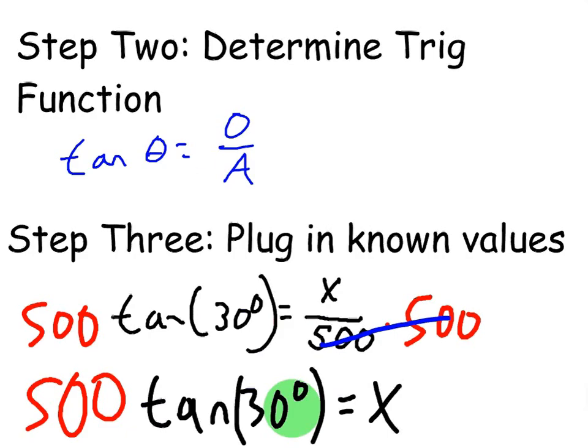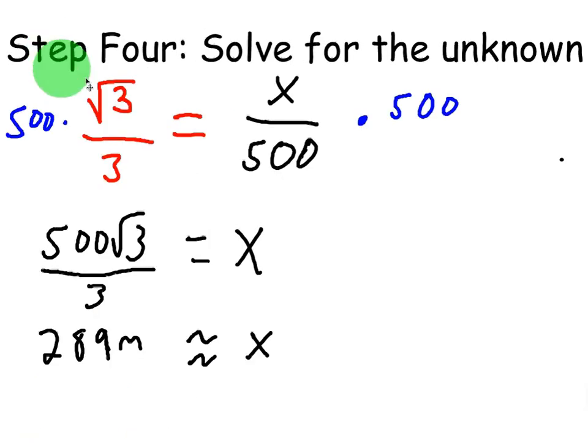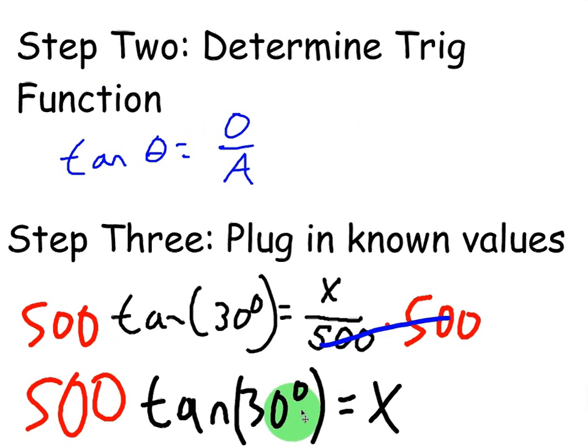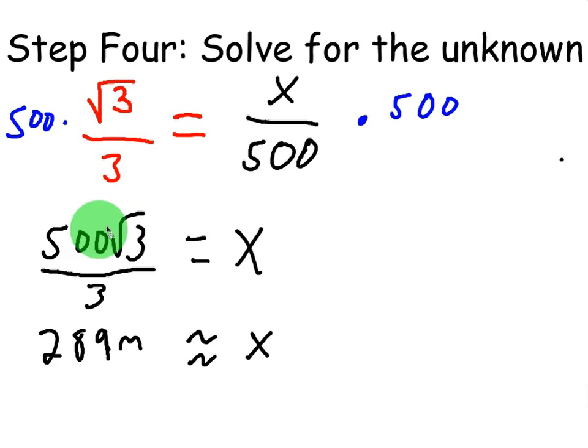Now I will say this, you can actually solve this without a calculator. Basically you can solve it a different way, okay? If you know your unit circle well, or if you know your trig values at 30 degrees well, tangent of 30 is square root of 3 over 3. You could have also realized that and then multiplied both sides by 500 to get 500 radical 3 over 3. That's also going to give you 288 or 289 when it's rounded.